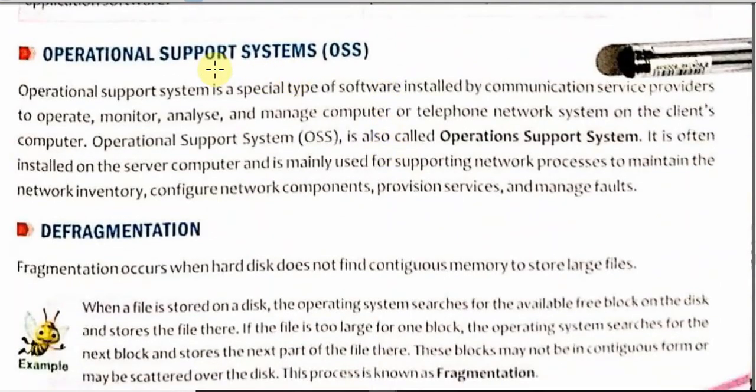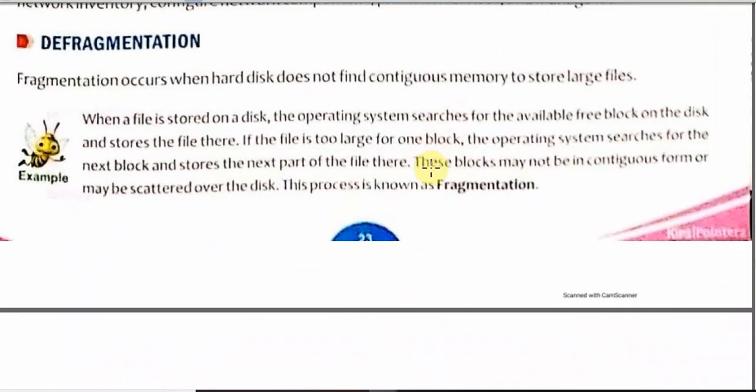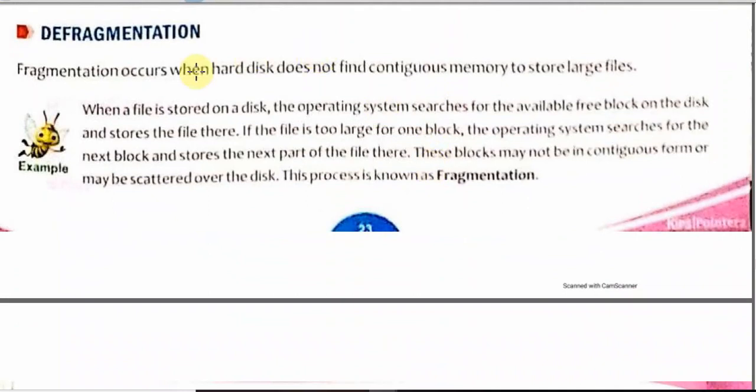Next point in our discussion is operational support system. Operational support system is a special type of software installed by a communication service provider to operate, analyze and manage computer or telephone networks. Operational support system is also called operational support system group. This is installed on a server and mainly used to monitor all the computers and what is happening in all the computers.